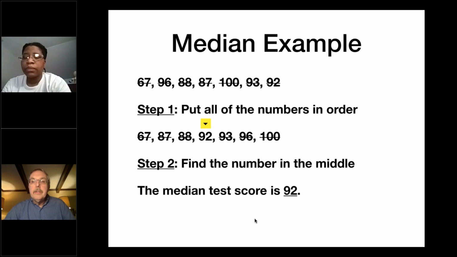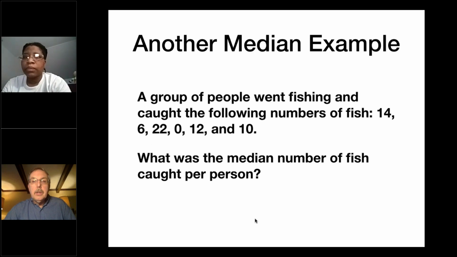All right. So let's go and we'll look at another example. Now this is an example where we're going to have a couple of numbers that are in the middle. So we'll work through that, and it's not hard. We start out the same way. So here we've got a number of people went fishing, and they caught different amounts of fish. So we want to find what the middle or median number of fish was in that list of numbers. So let's do that.